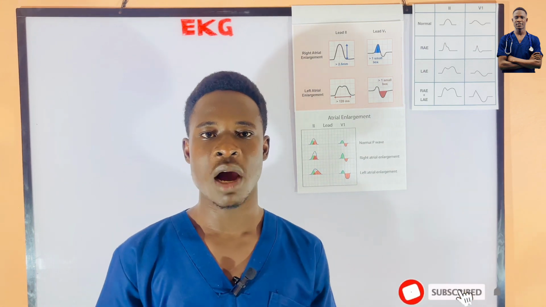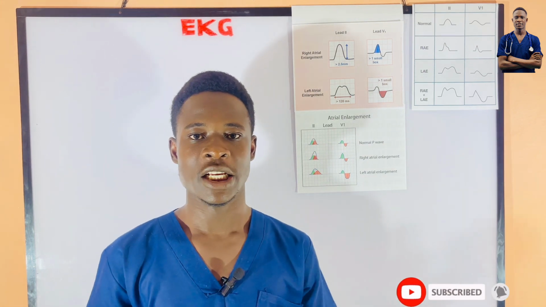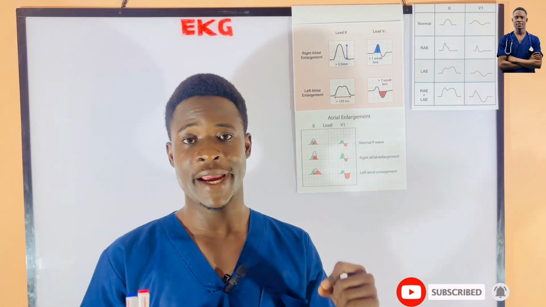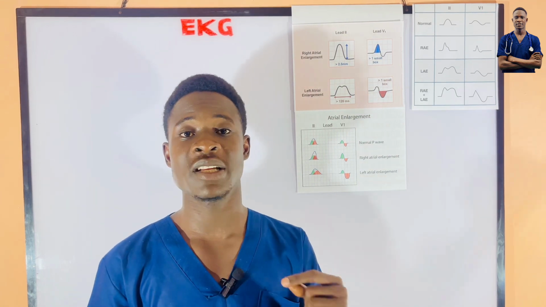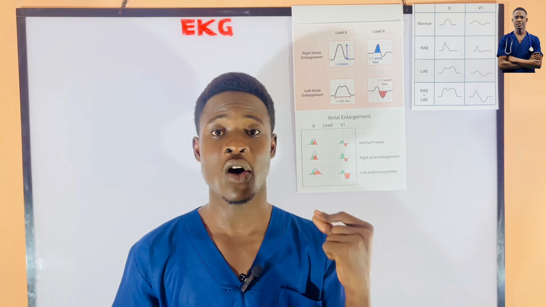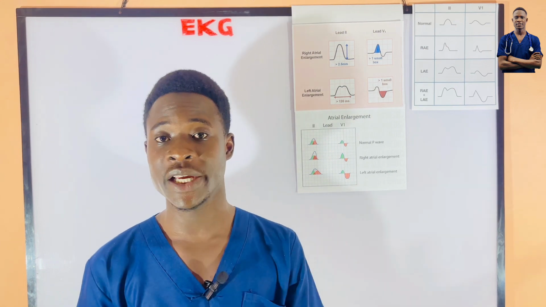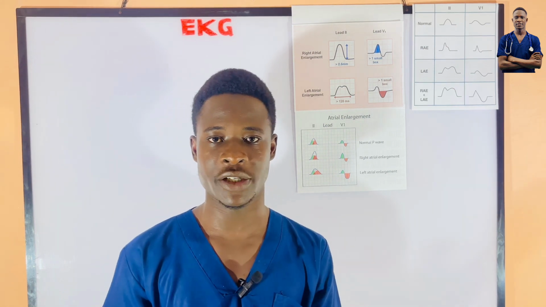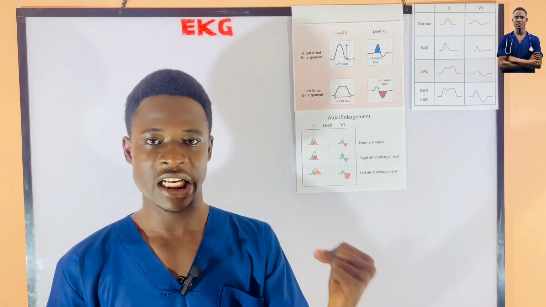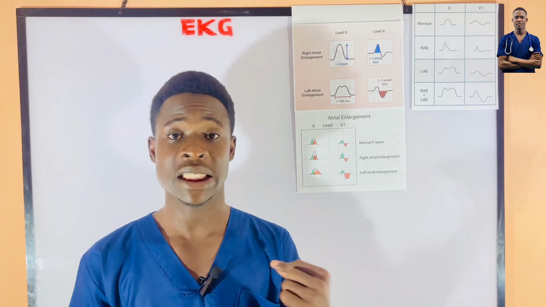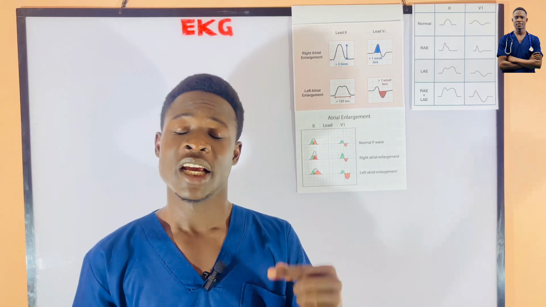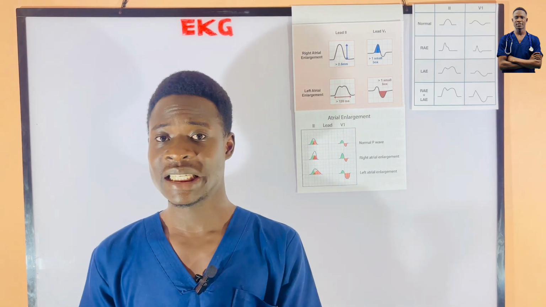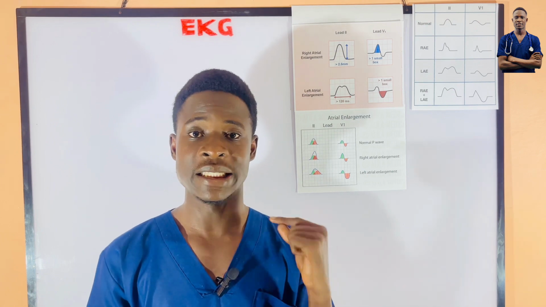Hello guys, welcome back to the lecturer's desk once again. Today we are going to talk of atrial enlargement. When we talk of atrial enlargement, what is it? It's a condition in which there's an increase in the size of the atria, or a dilation of the atria. And this atrial enlargement can be caused by various factors, and some of these factors are high blood pressure or hypertension, and two, heart valve diseases and congenital heart diseases.